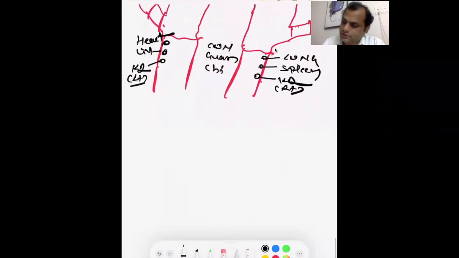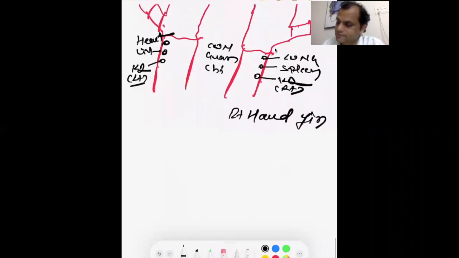See, the right hand is yin and the left hand is yang.